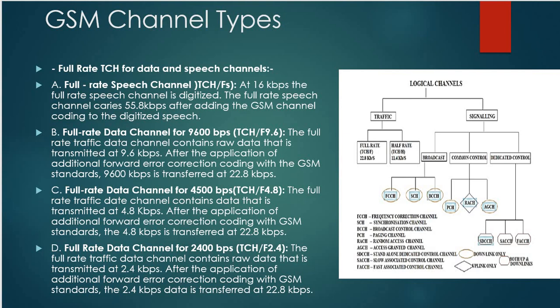Next, the full rate data channel of 9600 bps. The full rate traffic data channel contains raw data that is transmitted at 9.6 kbps, and after the additional forward error correction coding with the GSM standard, the 9.6 kbps is transmitted at 22.8 kbps.